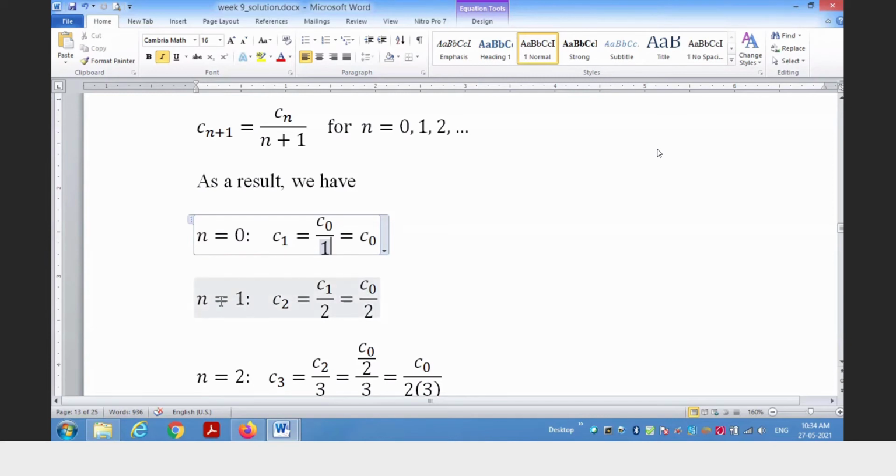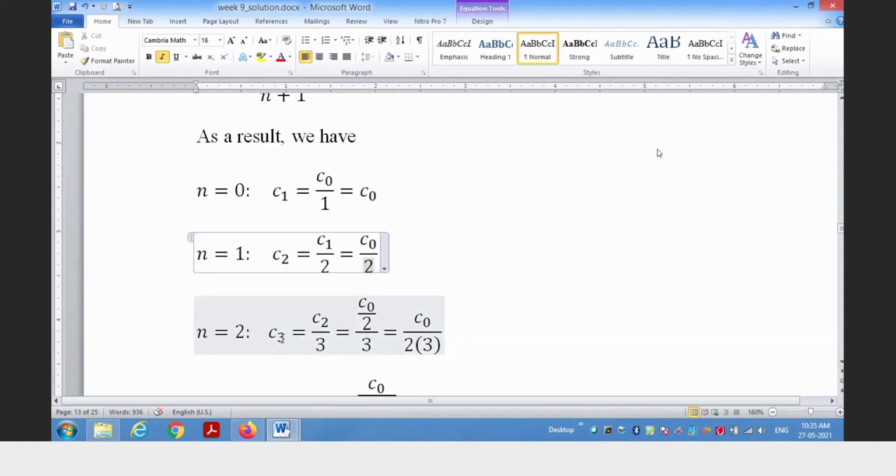Okay, when n equal to 1, now C1 plus 1 becomes C2. So we have C1 over 1 plus 1, which will be 2, that means C1 over 2. But C1, from the previous calculation, equal to C0, so you replace this C1 with C0. So now C2 also depends on C0. So C2 equal to C0 over 2.